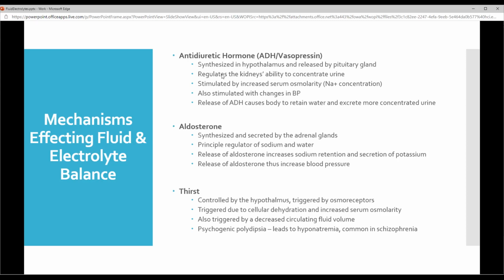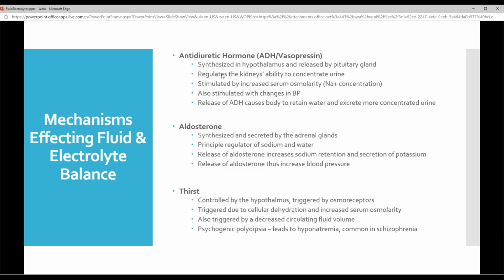Aldosterone. Aldosterone is secreted by the adrenal glands. If you've seen a picture of the kidneys, the adrenal glands just sit on top of them like little hats. And we'll talk about the kidneys next week. Aldosterone tells the body to retain sodium. So a high aldosterone level is going to tell the body to retain high amounts of sodium.